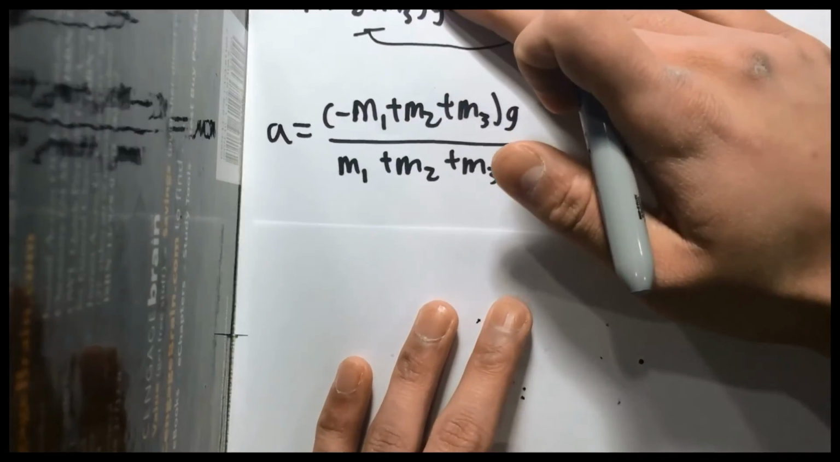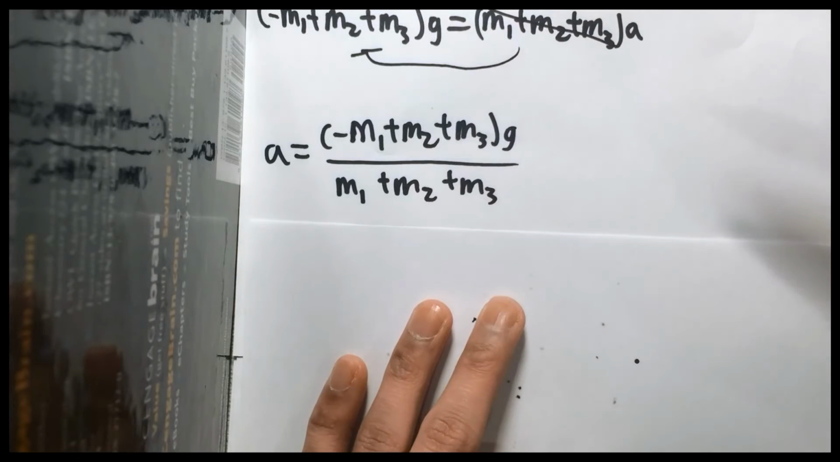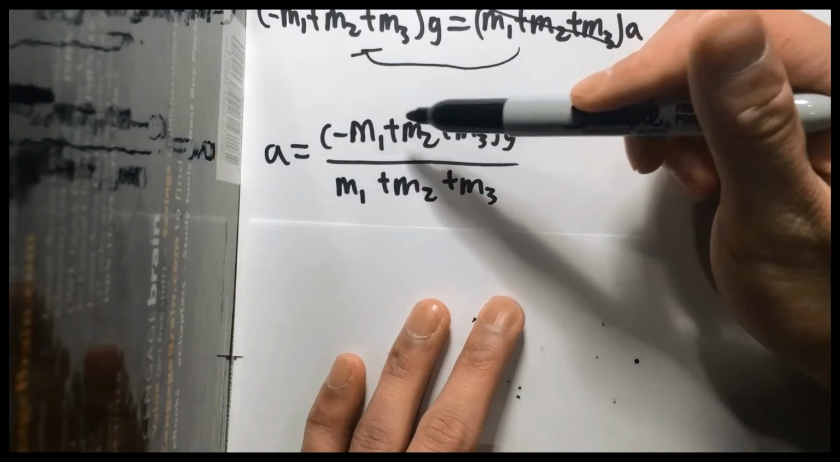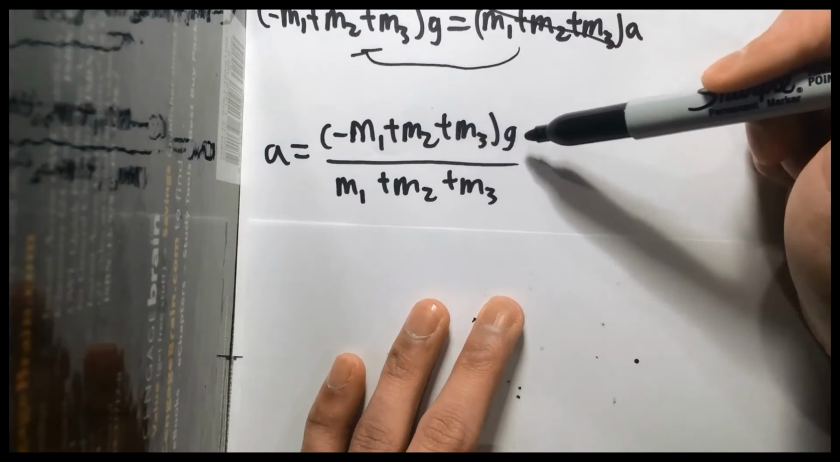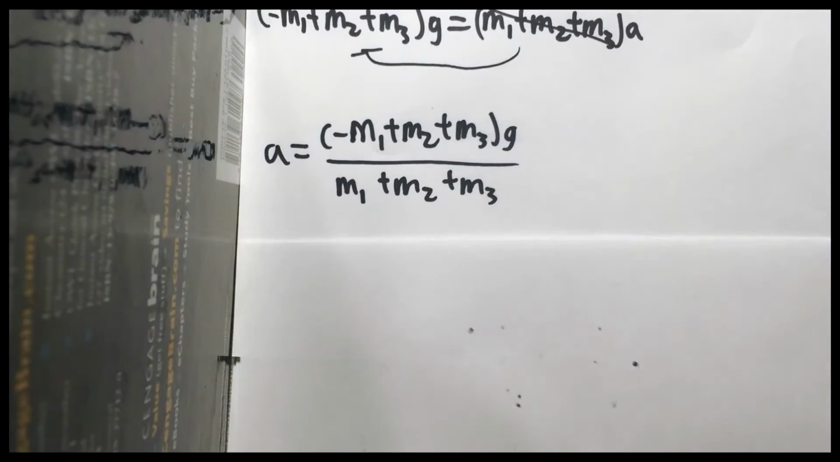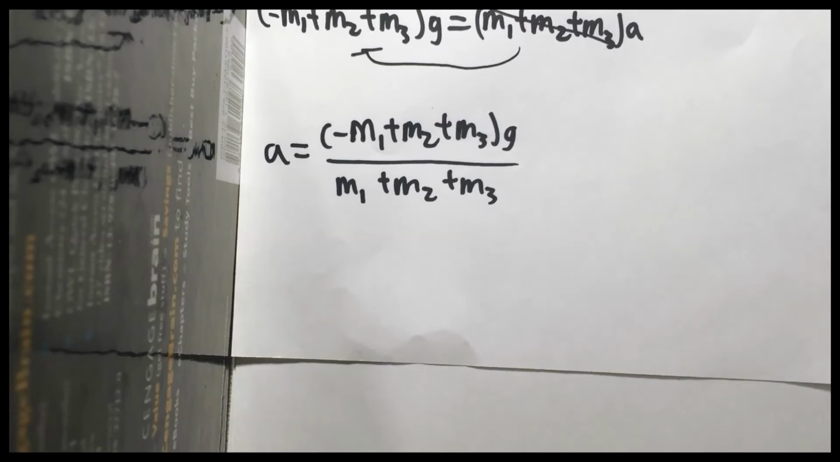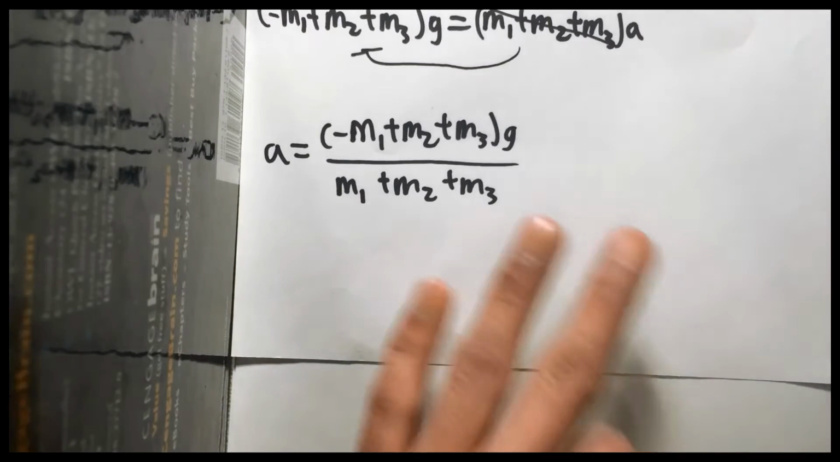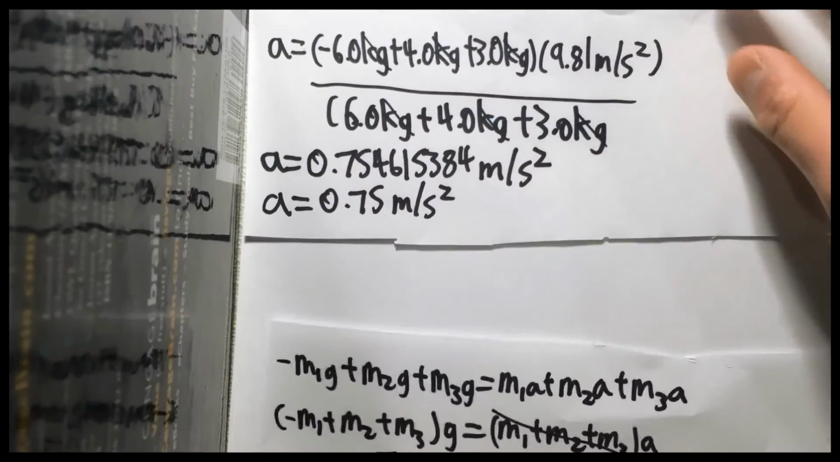And you can rewrite it. It's going to be our acceleration equals negative mass 1 plus mass 2 plus mass 3 multiplied by gravity divided by mass 1, mass 2, and mass 3. Or the sum of mass 1, mass 2, and mass 3. And, well, what do we do next? We just plug in our numbers, actually.